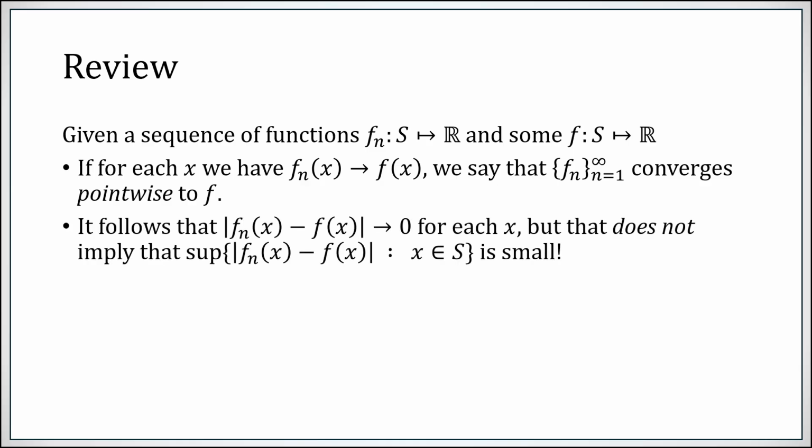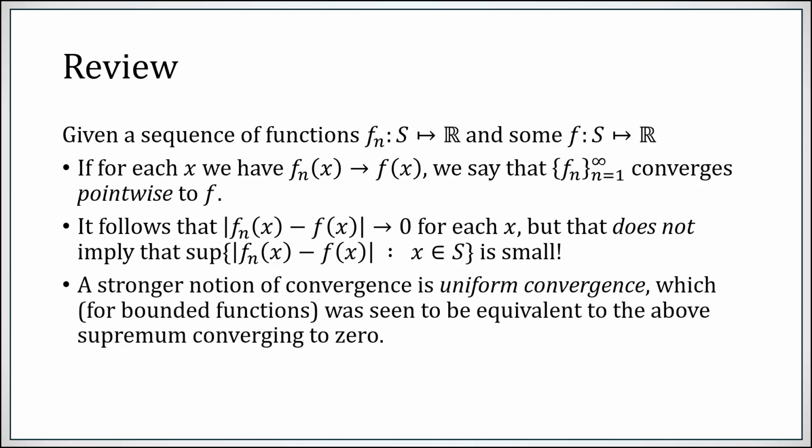Now what follows is that the absolute value of fn of x minus f of x goes to 0 for every x. That does not itself imply that the supremum of the absolute value of fn of x minus f of x is small or converges to 0 or converges to anything. A stronger notion of convergence is uniform convergence, which does handle this supremum here, thanks to various equivalent definitions that we threw about and the propositions.